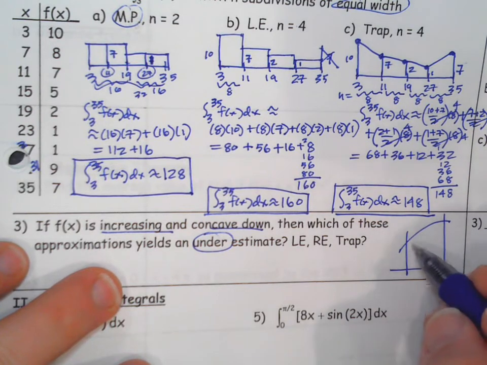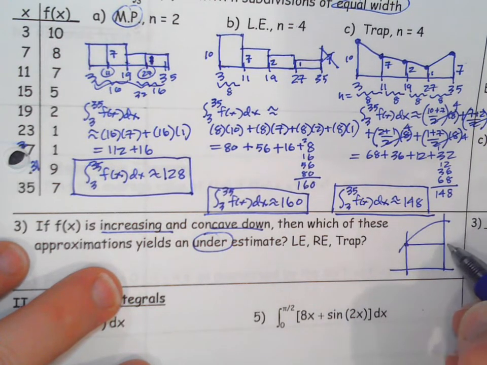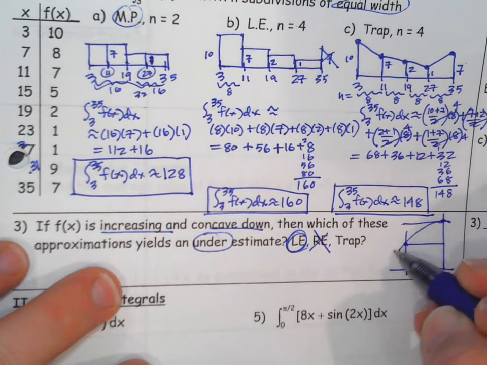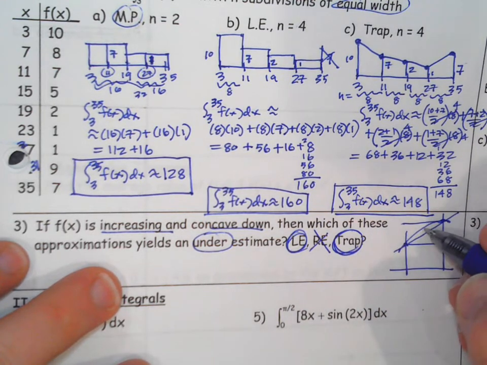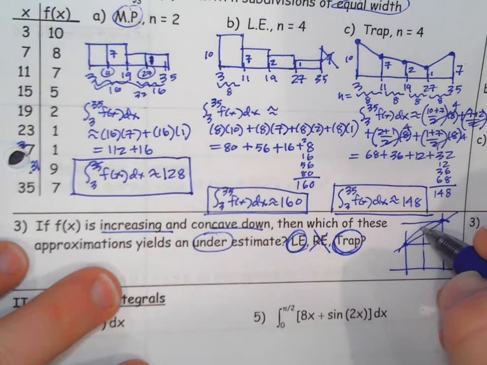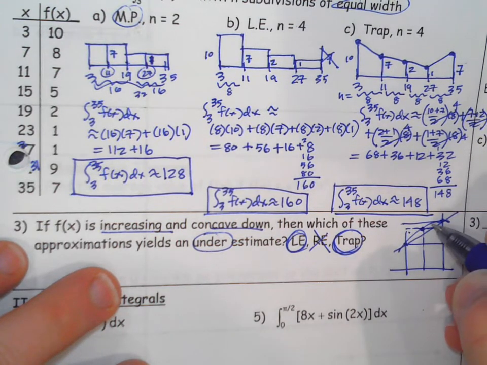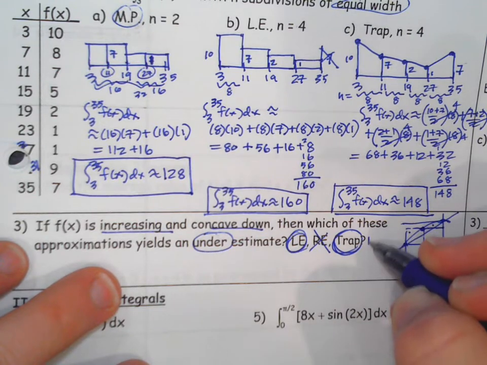So left end is over here. That's under. Right end is over. Right? Trapezoid is pretty obvious. That one's under. And I can just throw midpoint on here too. Midpoint is the hardest one. But the over part here is more than the under part, so it's going to be over.